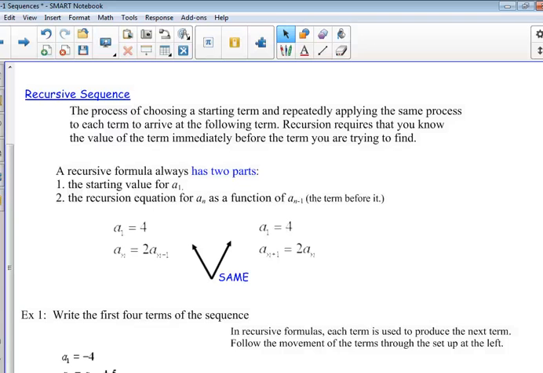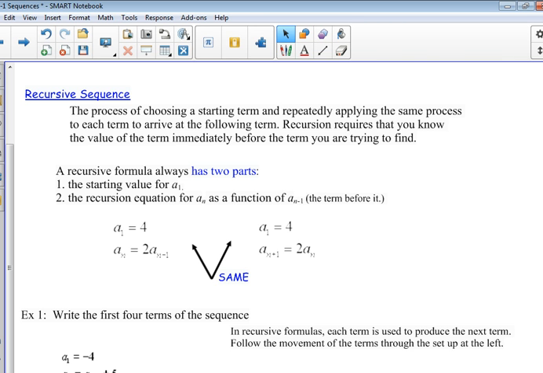Today we're going to talk about recursive sequences, and what a recursive sequence is a little bit different than the other types of sequences we've been doing. Because what it does is we're not adding the same number every time, we're adding something to the previous term. So to build on a recursive sequence, we're going to be using all the previous terms before it.